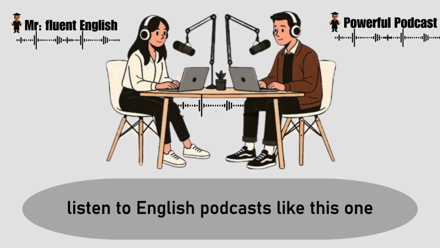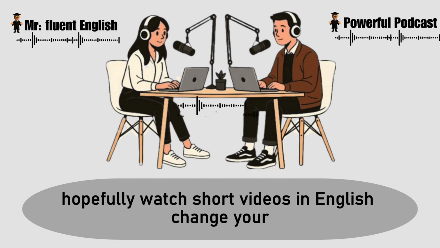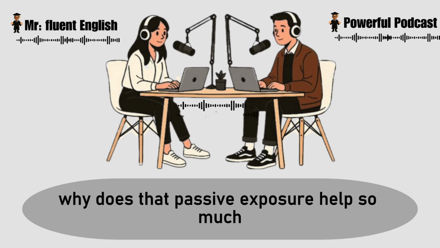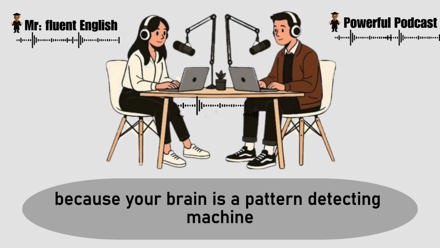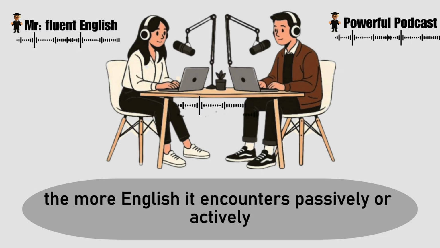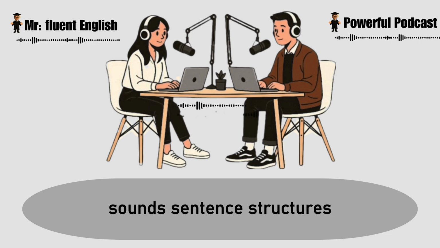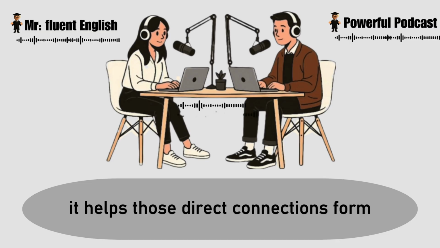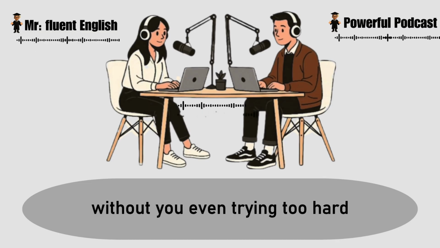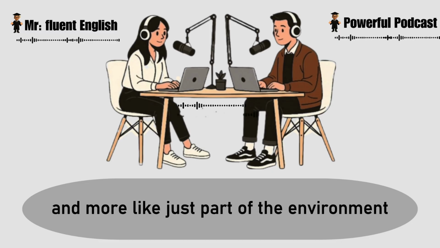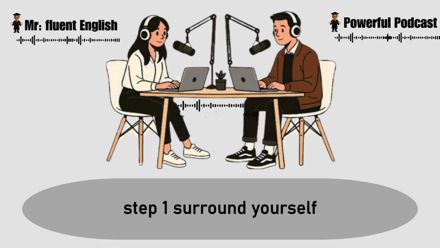Listen to English podcasts, like this one hopefully. Watch short videos in English. Change your phone language, your computer's language. Why does that passive exposure help so much? Because your brain is a pattern-detecting machine. The more English it encounters, passively or actively, the more it starts to just naturally recognize words, sounds, sentence structures. It helps those direct connections form without you even trying too hard. It makes English feel less like a subject and more like just part of the environment. Got it. Okay, step 1, surround yourself.